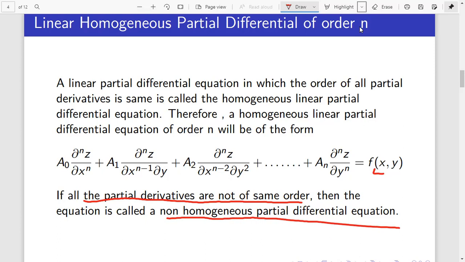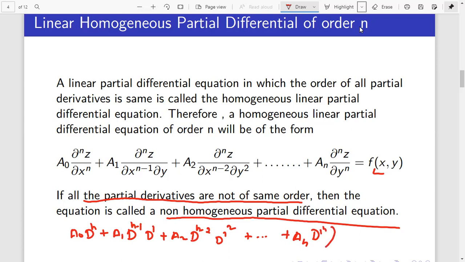In this form I will rewrite this. So we can write a symbolic form of the above equation: a naught D power n plus a 1 D power n minus 1 D dash, plus a 2 D power n minus 2 D dash whole square, and so on up to a n D dash whole power n. Then z common, equal to f of x comma y.